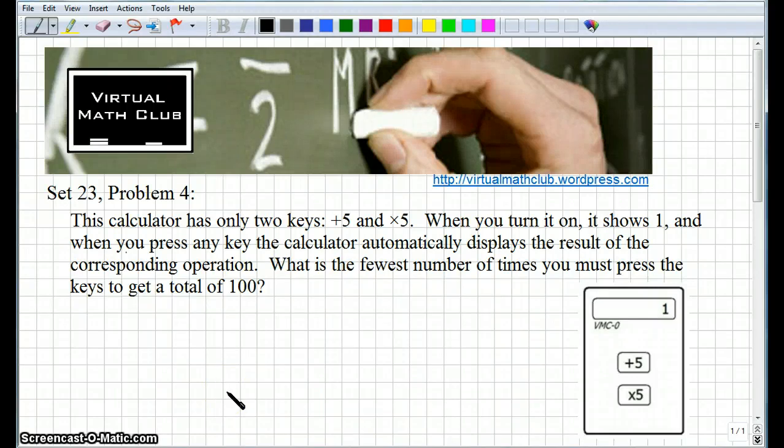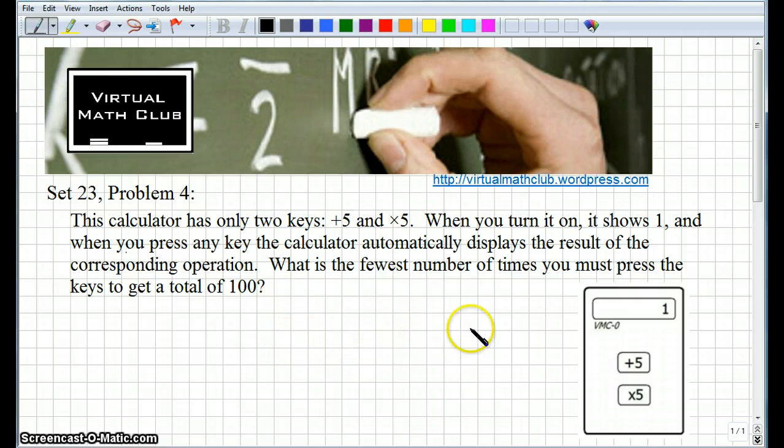Alright, in this problem we have this funny calculator that has only two keys. When you turn it on it shows 1, and when you press plus 5 it adds 5, and when you press the times 5 key, it multiplies by 5. So the question is, what is the fewest number of times you must press the keys in order to get 100?